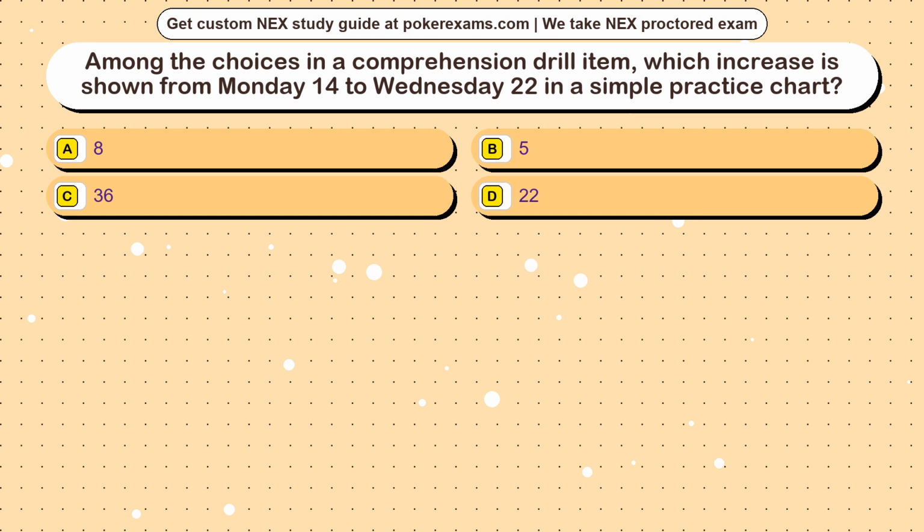Among the choices in a comprehension drill item, which increase is shown from Monday 14 to Wednesday 22 in a simple practice chart? Option A, 8. Option B, 5. Option C, 36. Option D, 22.